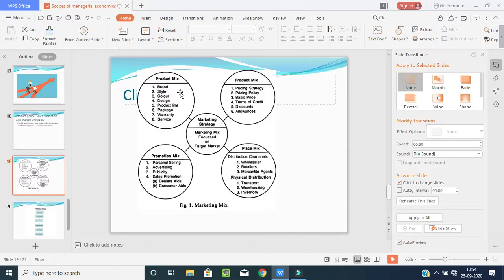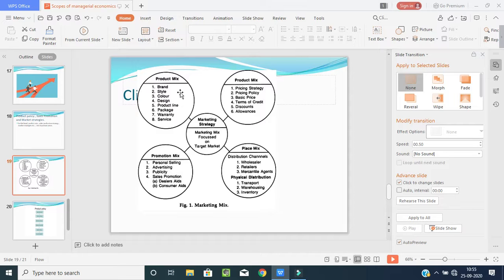Coming to another one, physical distribution. What is physical distribution? The manufacturer has made the product, and when it is to be distributed to the wholesaler, retailer, or agents, it needs transportation, warehousing, and inventory. So this is the place where the marketing strategy takes place.